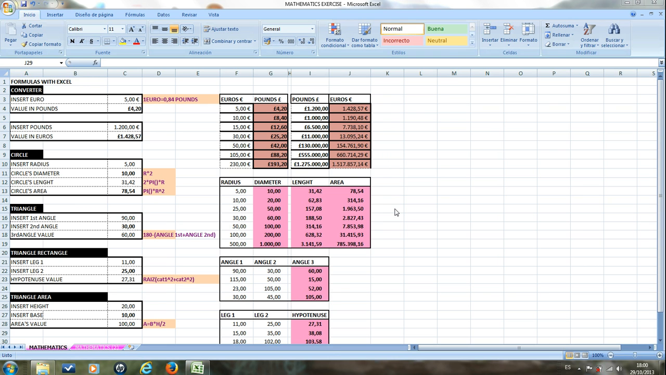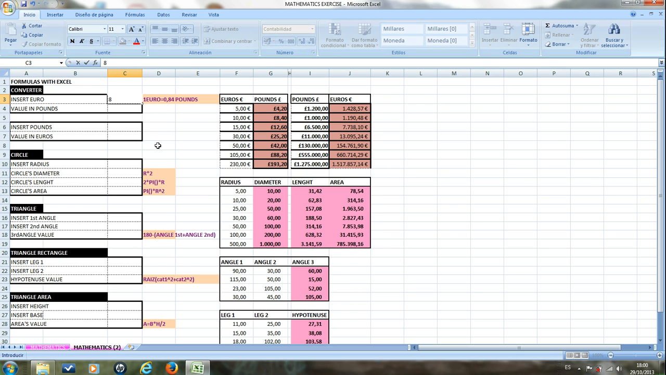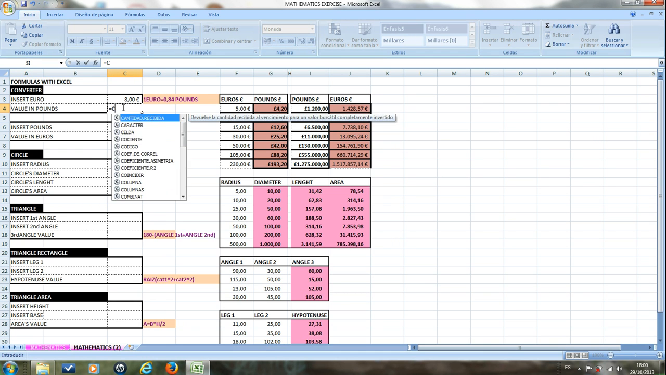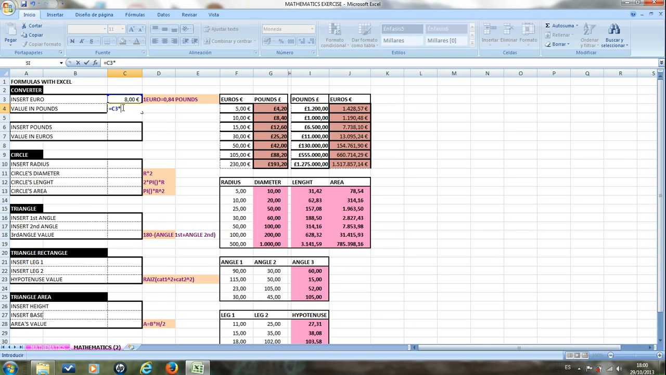So let's have a look at the sample. In a cell C3, a user can introduce any figure representing euros. Next to that cell, you've got the exchange rate between euros and pounds. So in the cell C4, we will introduce the formula that will turn the value in euros in C3 into its value in pounds, equal C3 multiplied by 0.84.